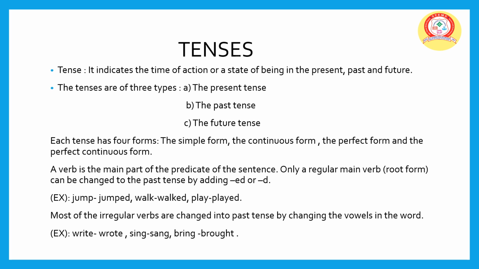Now, a verb is the main part of the predicate of the sentence. Only a regular main verb can be changed to the past tense by adding ed or d. So only a verb can be changed. You cannot change the subject to past tense or future tense. Only the verb, the action doing word, can be changed to past tense. And when it is a regular main verb, you can change it to past tense by adding ed or d.